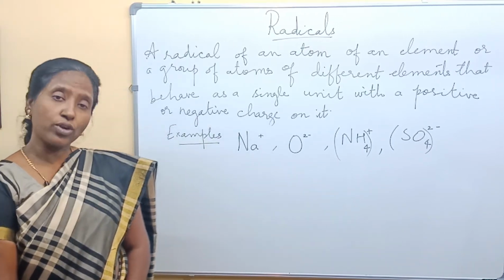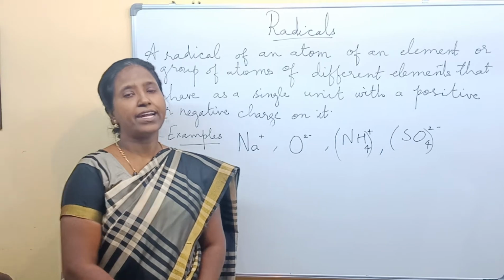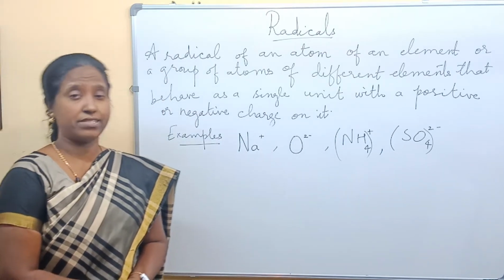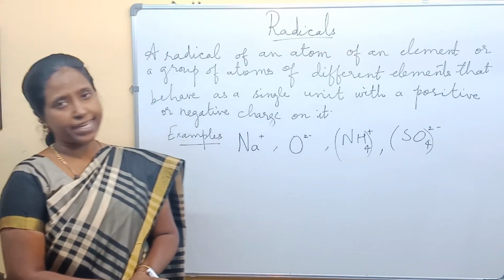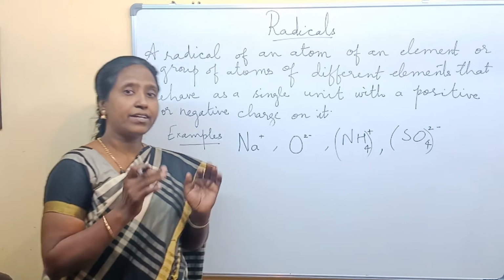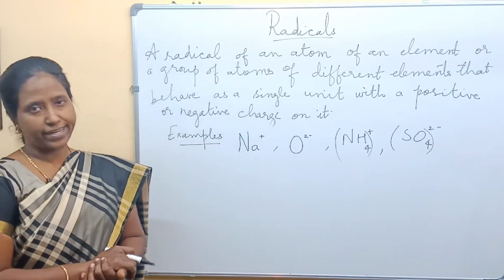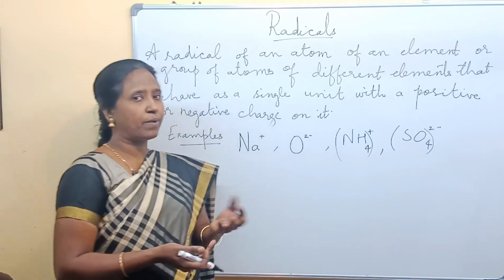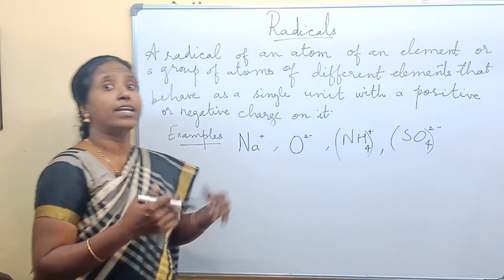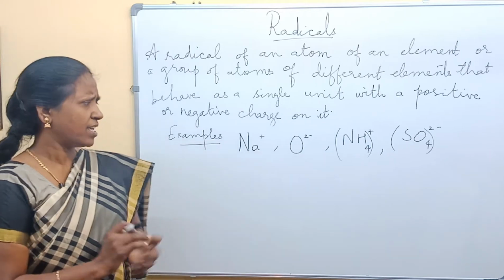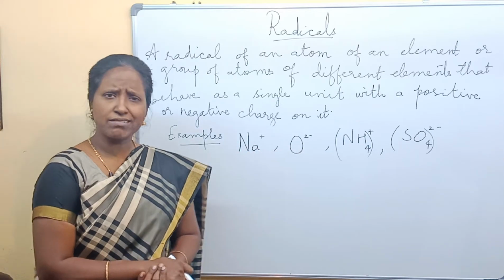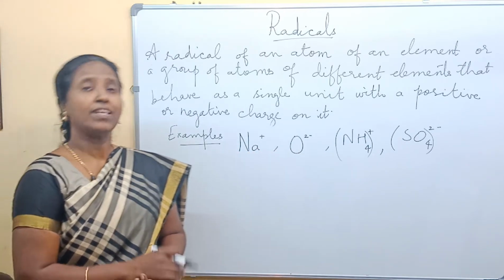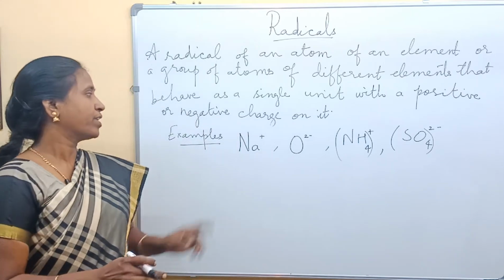Now, I told you in the previous videos that an atom is neutral. It is neither positive nor negative, right? And the number of protons is equal to the number of electrons. So plus and minus are the same. So there is no way that an atom can become negatively or positively charged. Then how come these are positively or negatively charged? Let me explain this to you.